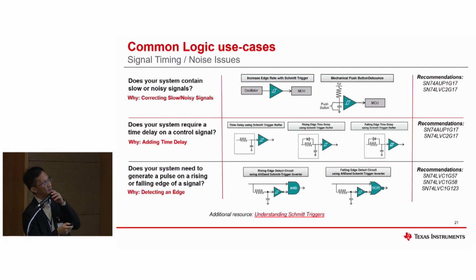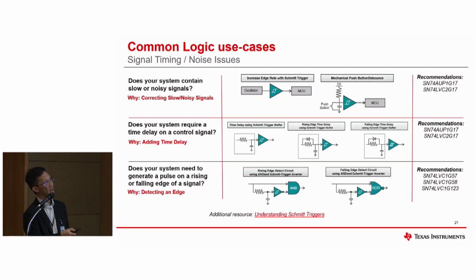For the next few slides, I will share with you some of the common use cases in terms of logic, right? For example, in your design, you will come across a lot of signal timing or noise issues, right? So probably what we can do is add in a Schmitt trigger function here to correct the noisy signal, or sometimes you may need a delay. Again, you just make use of the Schmitt trigger to generate a delay. And also, if your system needs to generate a pulse on the rising or falling edge, you can likewise use a Schmitt trigger with an AND gate. So these are a few cases where I use the Schmitt trigger to handle signal timing and noisy signals.